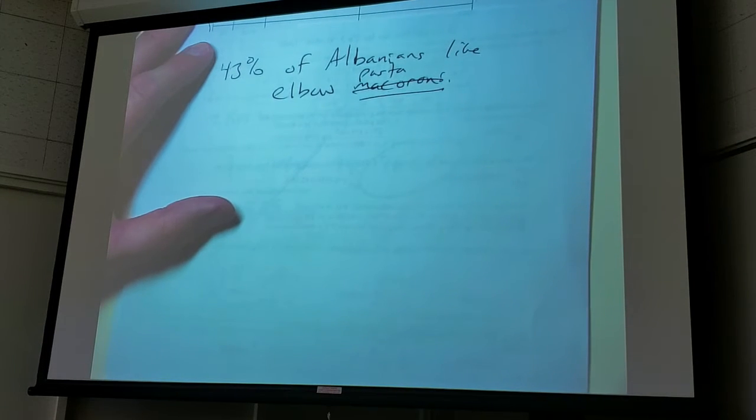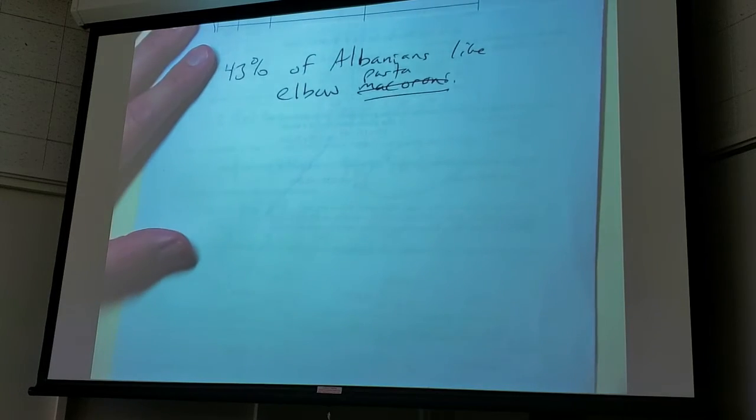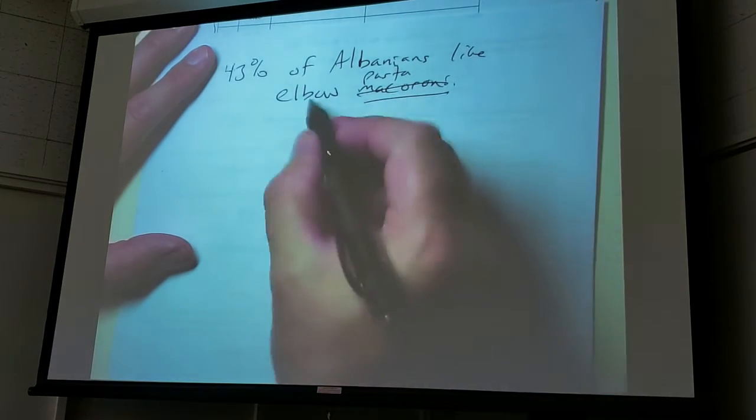You know elbow macaroni, everybody, right? If you like mac and cheese, that's what it is. Macaroni is just macaroni. It's a special shape, elbow macaroni. Yeah, okay. All right, everybody's good. 43% of Albanians like pasta.